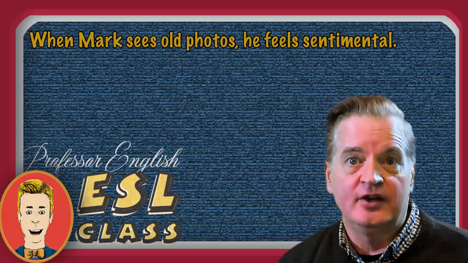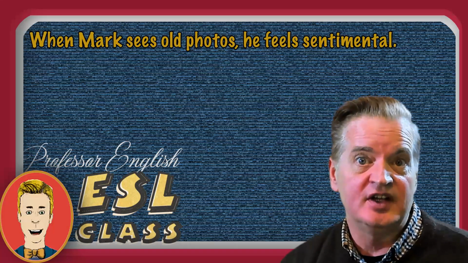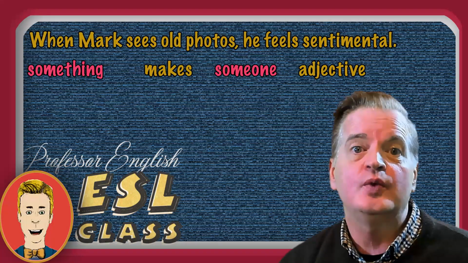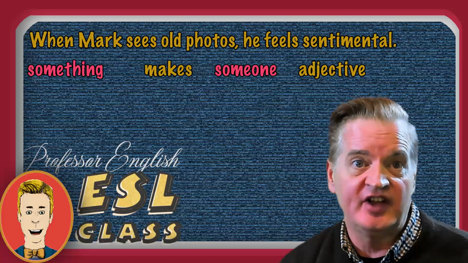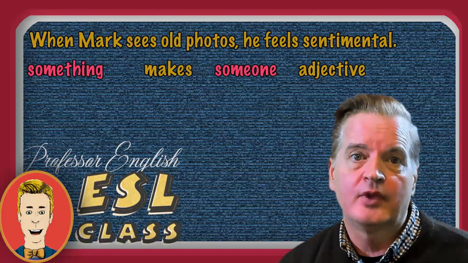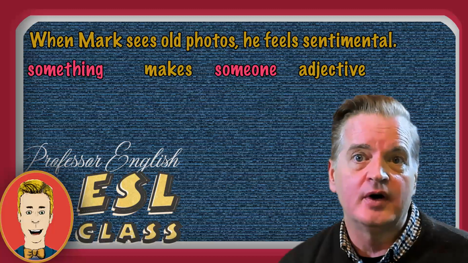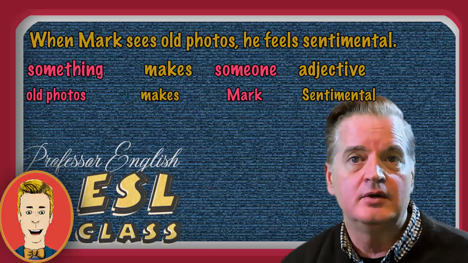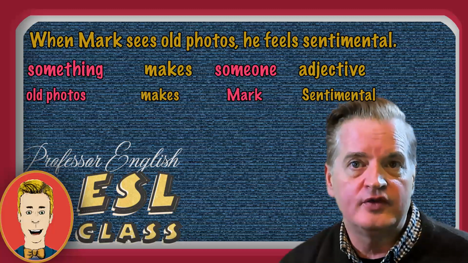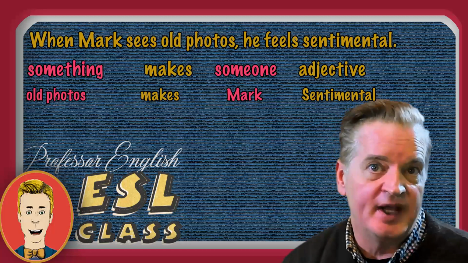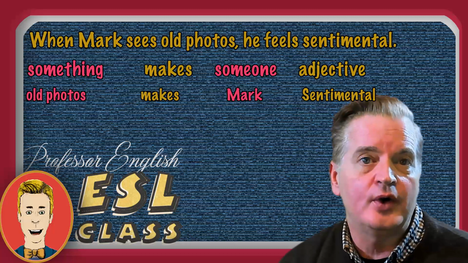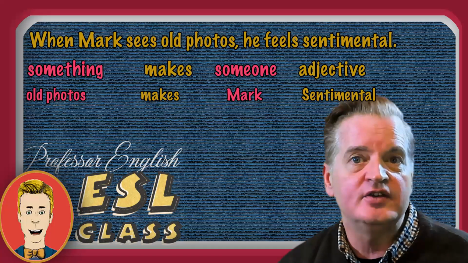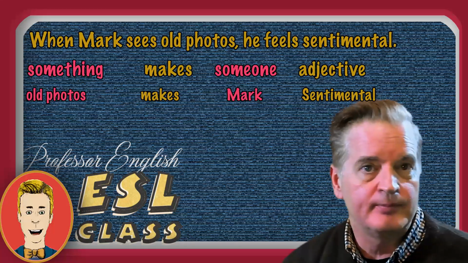We can use make to change these two sentences into one. First, we have to mention the cause for the change. What is the cause of Mark feeling sentimental? Old photos. So old photos are the cause. Then we're going to use make as our verb. Old photos make. Now, who is experiencing the change?